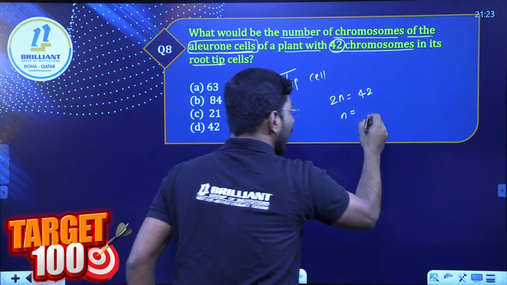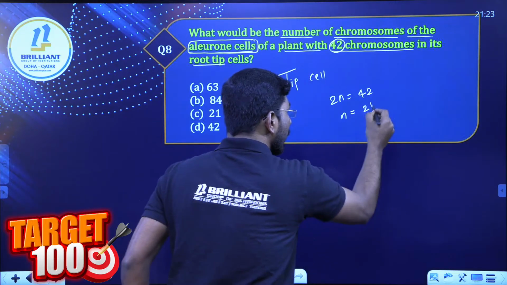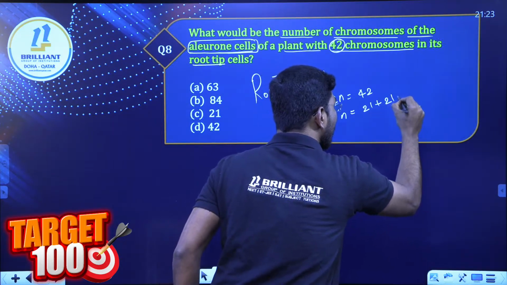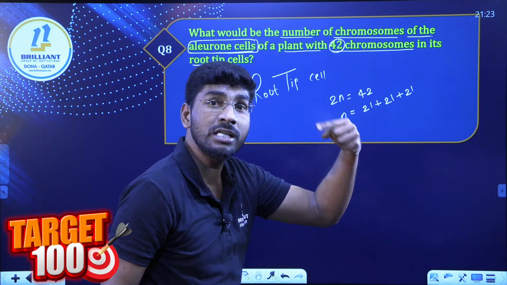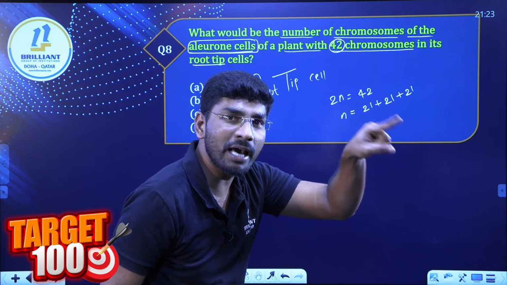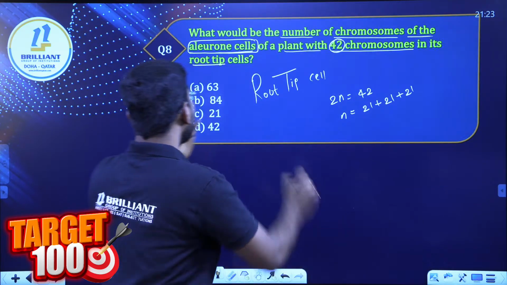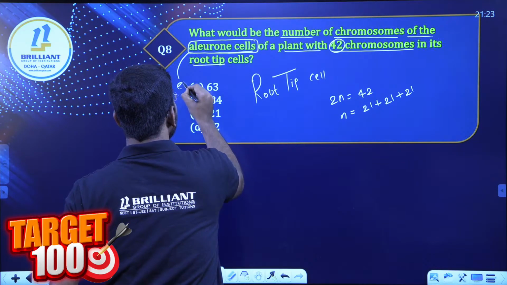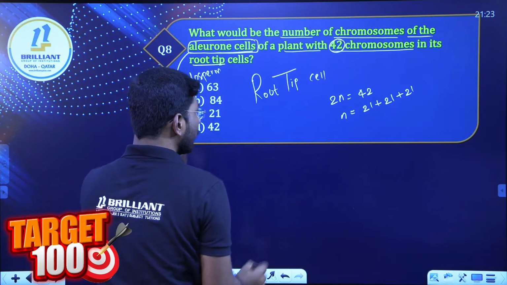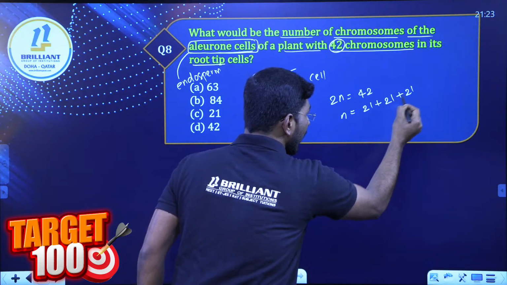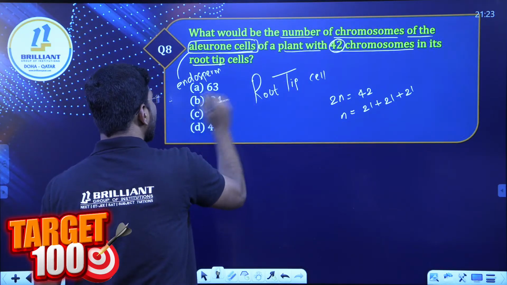42, half. 42 half we can say 21. 21 plus 21 plus 21. Why 21 plus 21 plus 21? Because endosperm is triploid, n plus n plus n. So here, aleurone is endosperm. So I can write 21, 42 and 63. So the answer is what? Tell me.